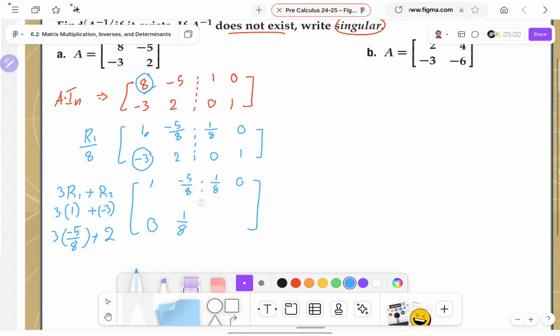Okay, then let's continue. 3 times row 1. Row 1 is equal 1 over 8, plus row 2 is equal 0. So the answer is 3 over 8. Then 3 times 0 plus row 3 is equal 1. So the answer is equal 1.